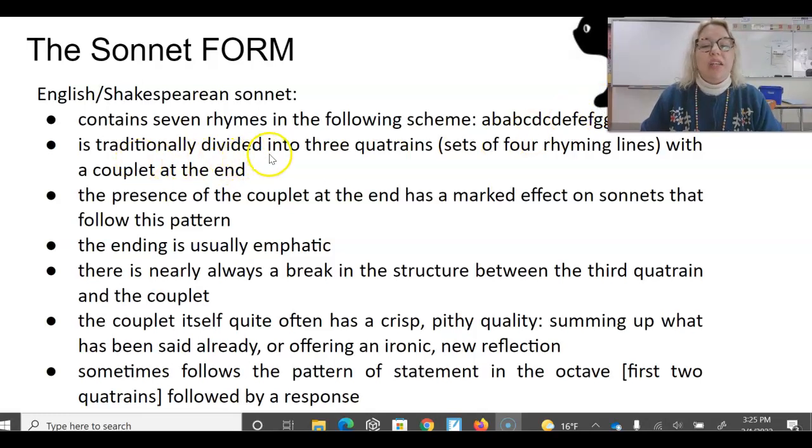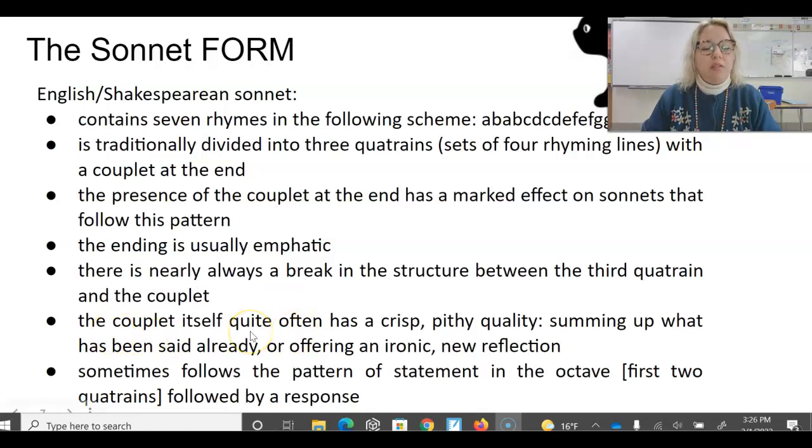It's traditionally divided into 3 quatrains, sets of 4 rhyming lines with a couplet at the end. The presence of the couplet at the end has a marked effect on sonnets that follow this pattern. The ending's usually emphatic. There's nearly always a break in the structure between the 3rd quatrain and the couplet. Some kind of change takes place there.